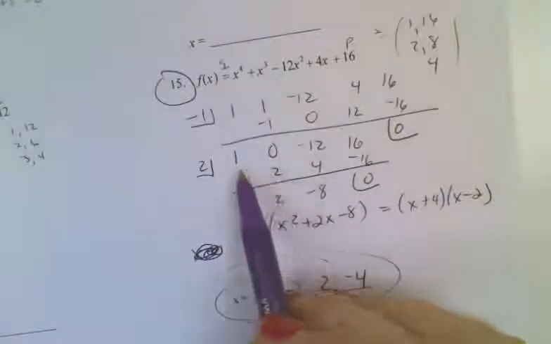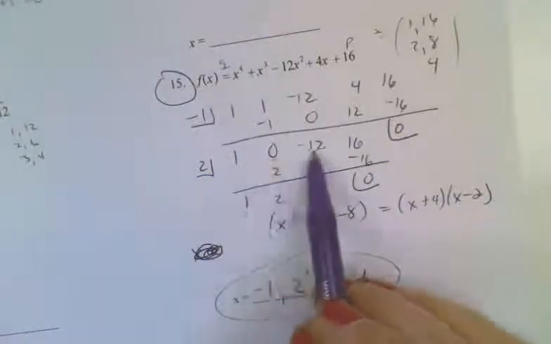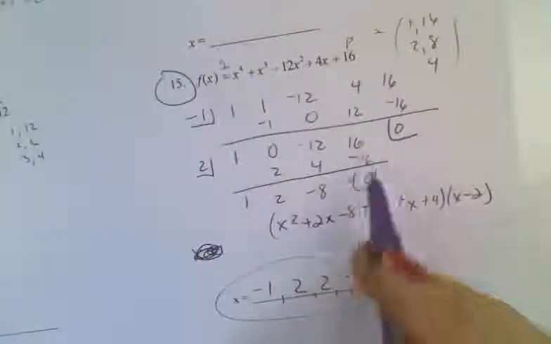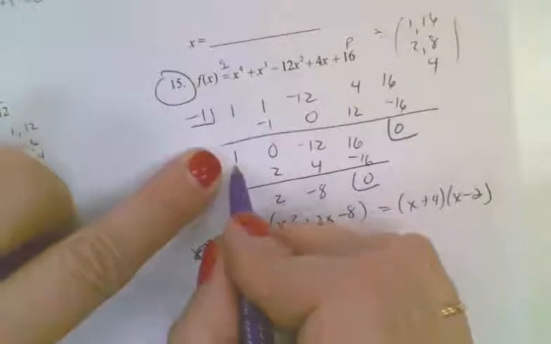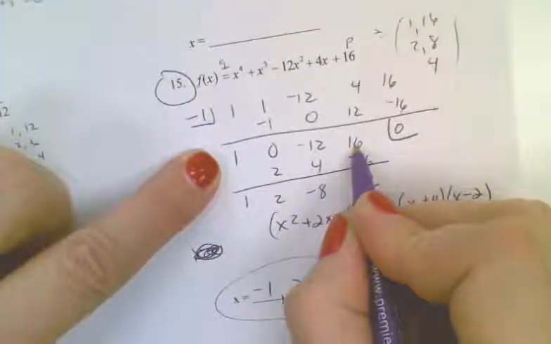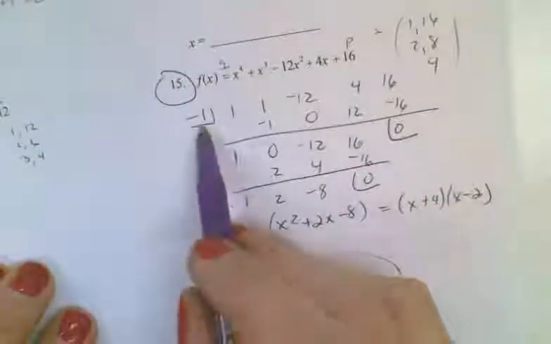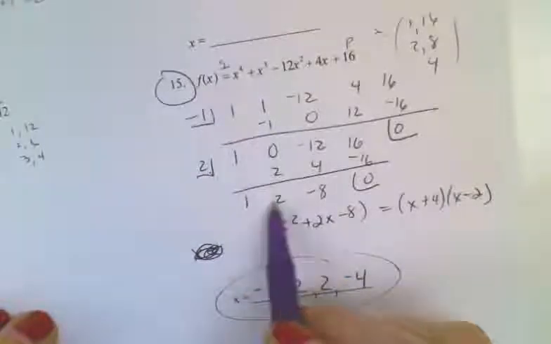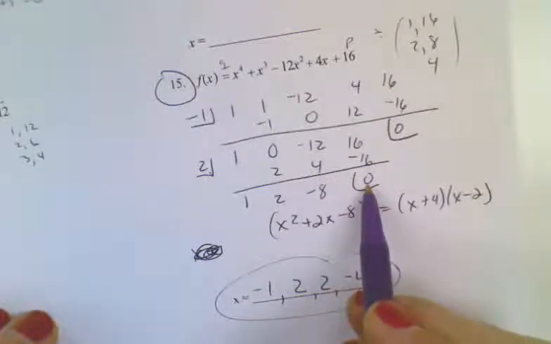So now I was left with x to the third minus 12x plus 16. I still can't factor that, because remember, these are the coefficients. So that would be 1x to the third, no x squareds, negative 12x plus 16. I can't factor that, so I kept going. I tried negative 1 again, and it didn't work. Then I tried 2, and I did the synthetic division. I got a 0 again.